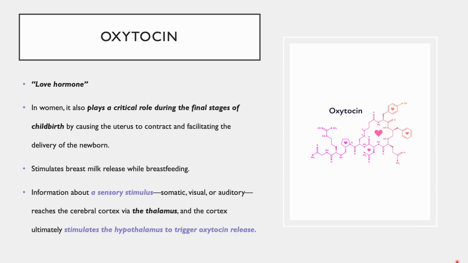Oxytocin release can actually be stimulated by the somatic sensations generated by a suckling baby or even the sound or sight of a baby. So, for example, when the brain receives a sensory stimulus, this could be somatic, visual, or auditory, it can reach the cerebral cortex via the thalamus. We know that the thalamus is the brain's relay station.